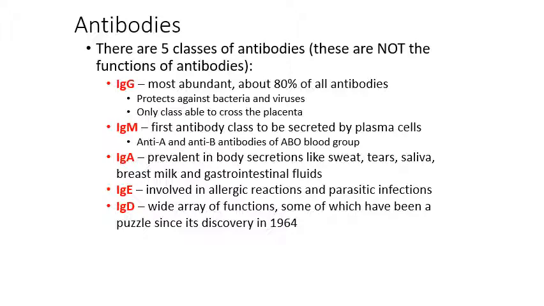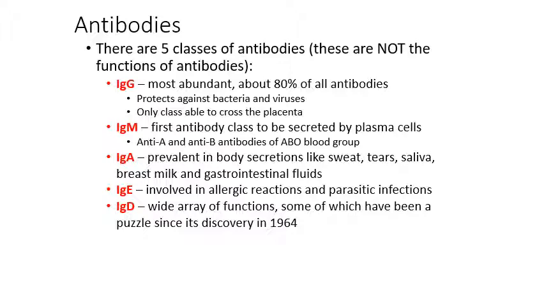IgA is an antibody that we find in mucous membranes. We find it a lot in bodily secretion. So you produce IgA, gets released in your sweat, in your tears, in your saliva, in breast milk. We find it all along the mucous membranes of your GI tract and respiratory tract. So that's kind of like a protective coating for areas that interact with the outside world.